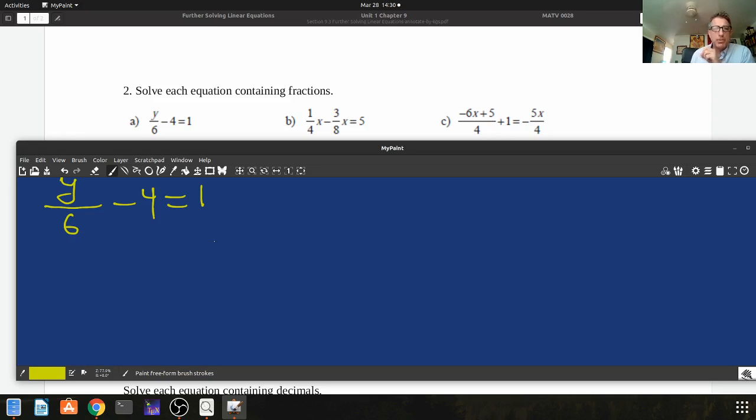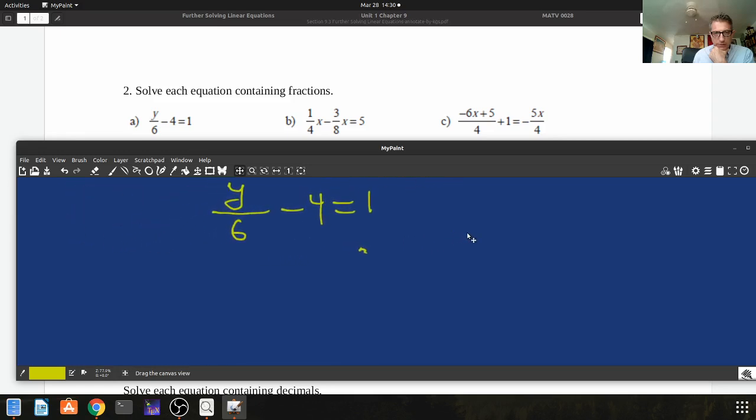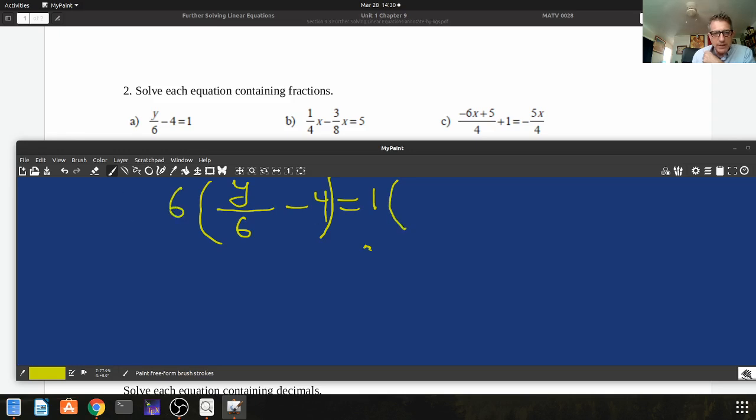So I know if I multiply both sides by the same number, that's the multiplication principle of equality, I'm going to get an equivalent equation. So what I'm going to do is multiply both sides by the denominator, which is 6. It's very important that you're going to be multiplying both sides by 6. 6 on this side and 6 on this side.